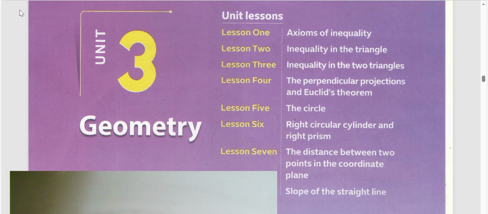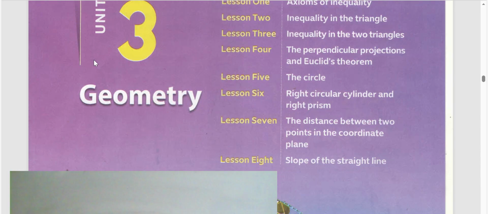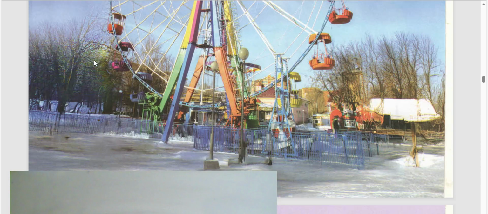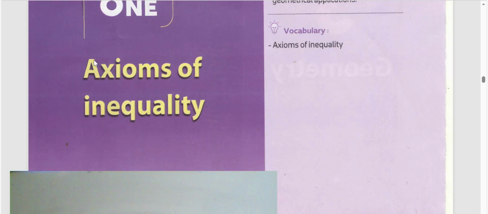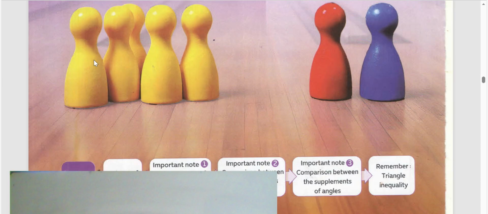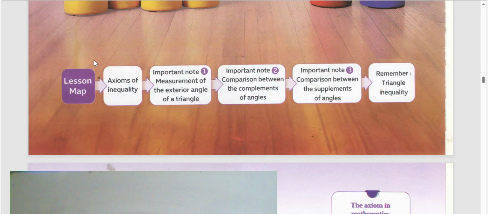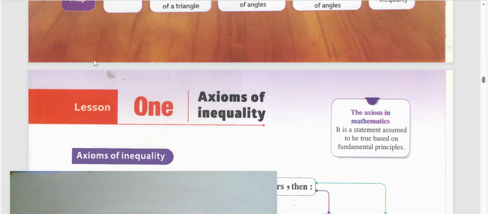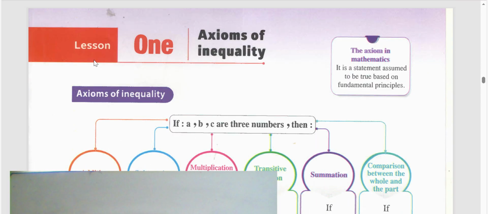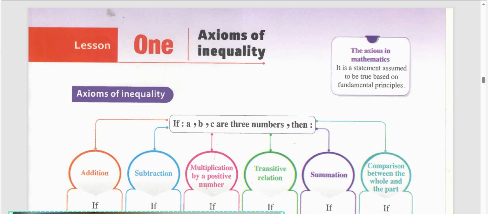Prep 2. Today we'll explain lesson number 1, unit 3, Axioms of Inequality. We have the difference between two sides in a triangle, and we find the relation between opposite angles. We know before the sum of all angles in a triangle equals 180, and we have the inequality in a triangle: the sum of two sides is greater than the third. Two sides in a triangle, if we add them together, the result is greater than the third.